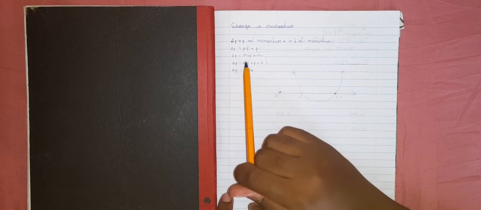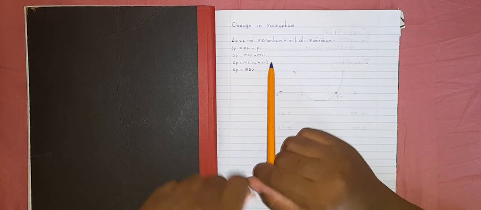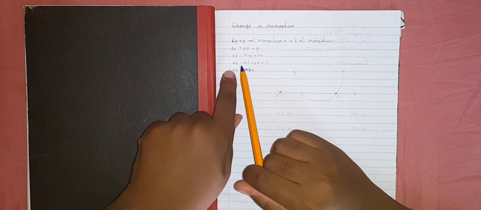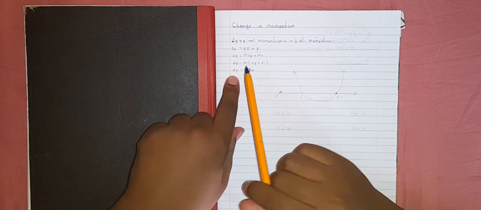So without delaying any further, we can say it is P final minus P initial. We know that P is mv, so we can replace P by mv. We can say mv final minus mv initial, but we know that m is a common factor in both, so we can factor out the m to bring us this equation here. It is m into (vf minus vi). Remember that vf minus vi is the change in velocity. So our equation of change in momentum is mass times change in velocity.